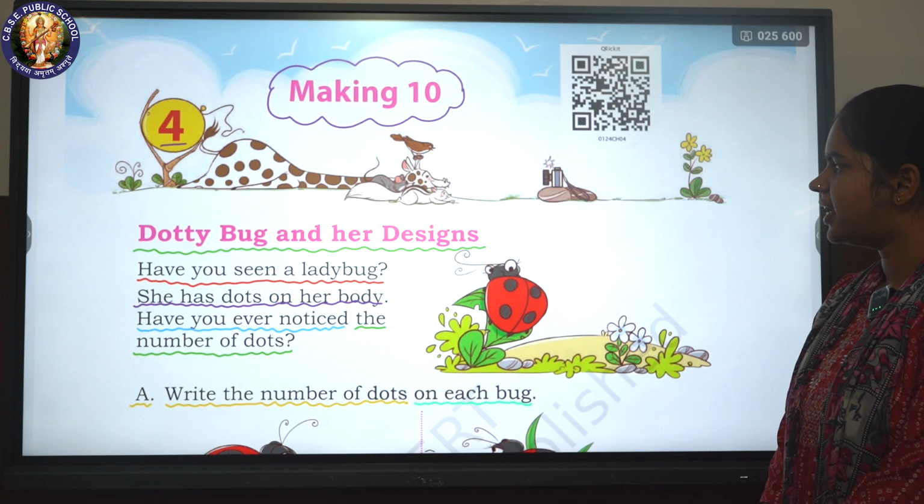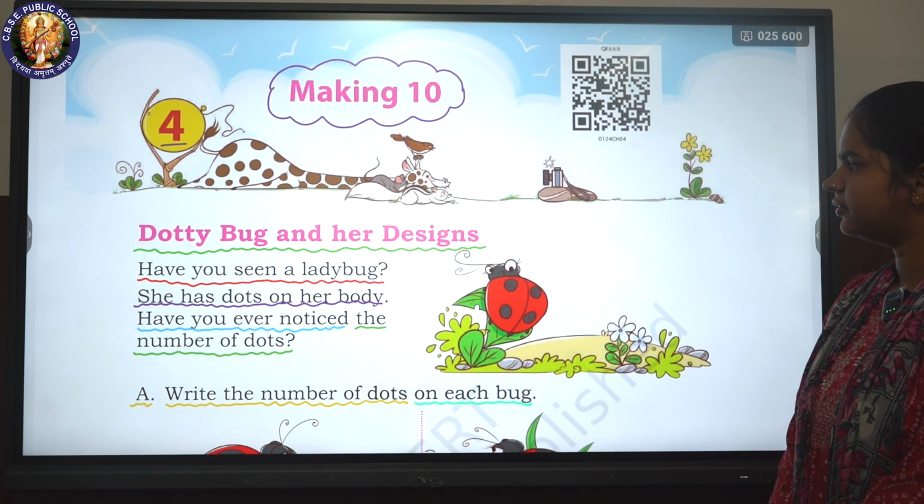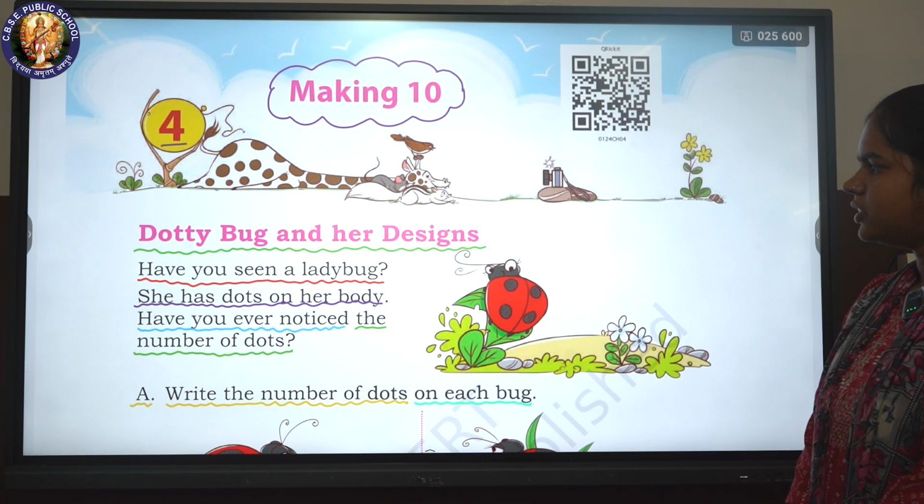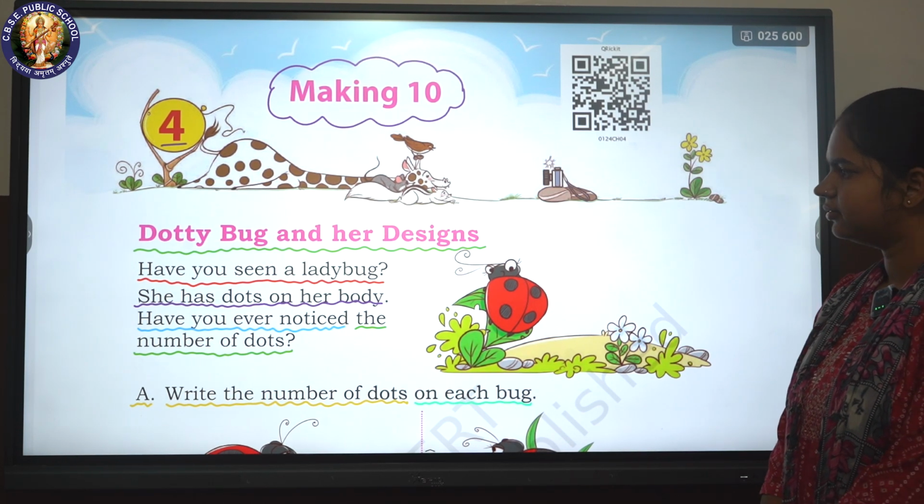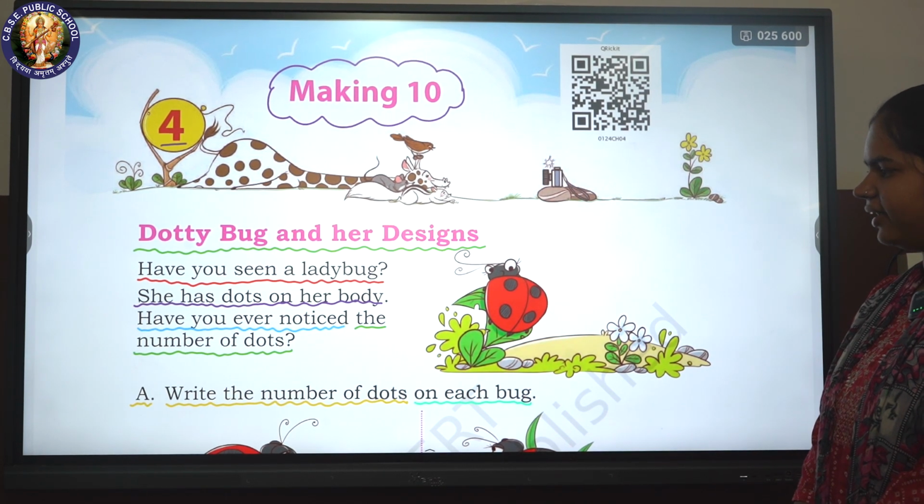Dotty Bug and her designs. Have you seen a ladybug? She has dots on her body. Have you ever noticed the number of dots?